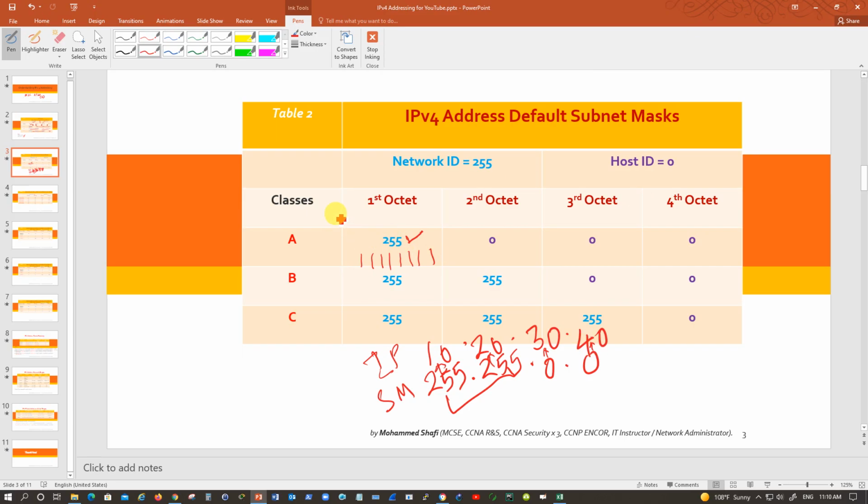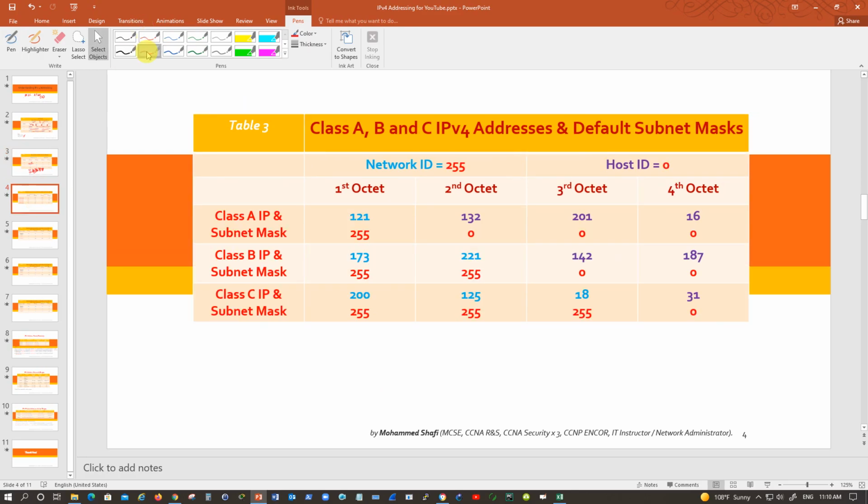So these are the default subnet masks for different classes. You can see here class A has 255 in the first octet, and the remaining 3 octets are 0 to represent the host IDs. B has 255 in 2 octets and 2 zeros, and C has the first 3 octets 255, the fourth one 0. Okay, now with the default subnet mask as we discussed, and the IP addresses written like this, it's easy for you to derive the net ID and the host ID in any given IP address.